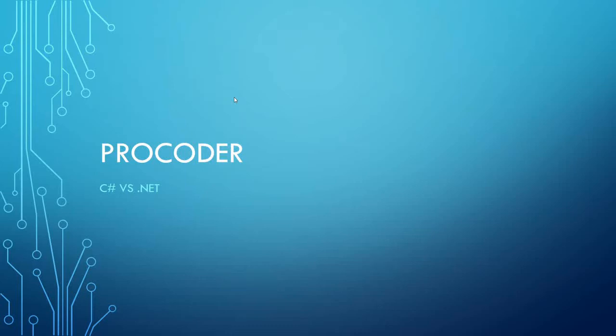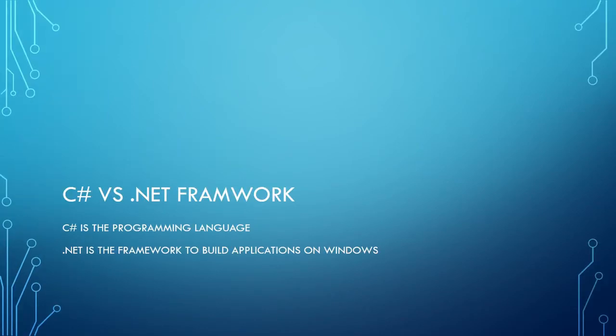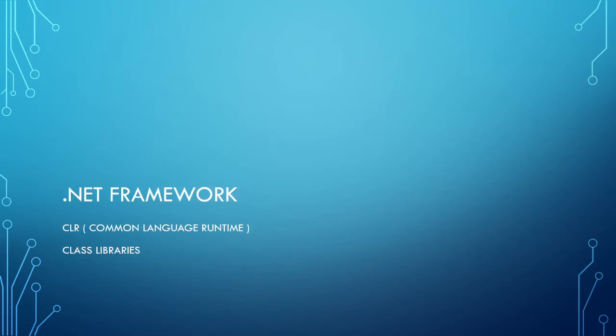In this lecture, I am going to teach you the difference between the C# language and the .NET framework. Let's start. C# is the programming language, and .NET is a framework for building applications under Windows. The .NET framework is not limited to only C#. There are also other languages which are used in the .NET framework to build applications. Examples are VB.NET and F#. So, what is the .NET framework?